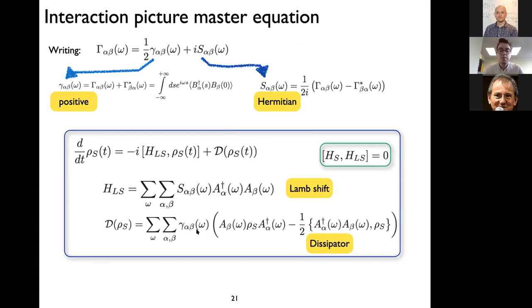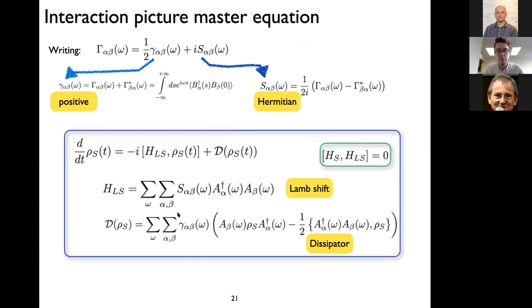And we can see indeed that this is of the form of the generator of this linear map L that I introduced when I introduced the concept of a quantum Markov process. So basically, using these two definitions, we can say that this master equation is a Markovian master equation in that it's in GKSL form.